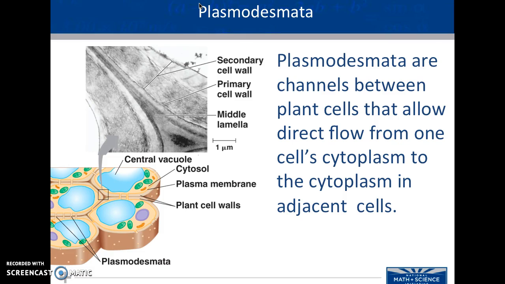The plasmodesmata are channels between plant cells that allow the direct flow of the cell's cytoplasm to adjacent cells. So when we talked about the cytoplasm that moves and flows, this is why, because then it can access multiple cells. And so the plasmodesmata are these little channels. They're rigid. They're just openings. Think about a doorway without a door where the fluid can flow.